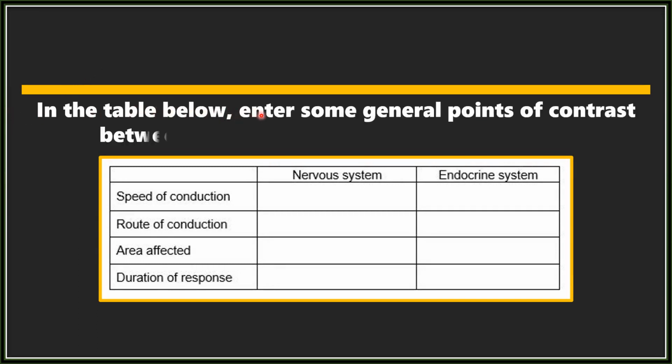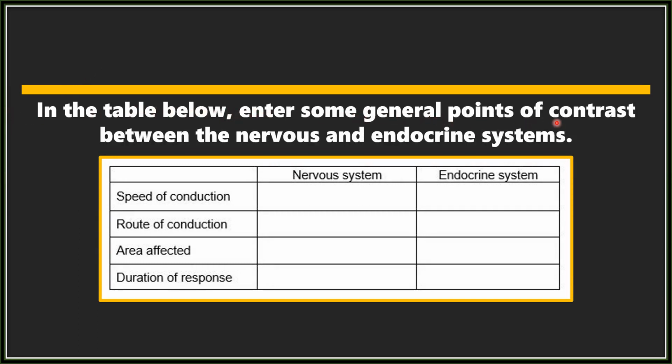In the table below, enter some general points of contrast between the nervous and endocrine system. Nervous system, endocrine system. Speed of conduction, route of conduction, area affected, duration of response.